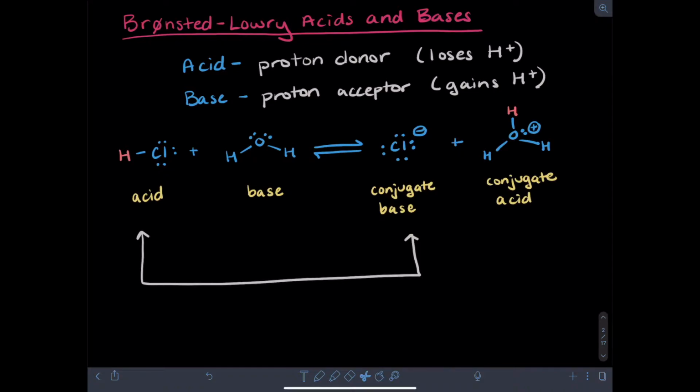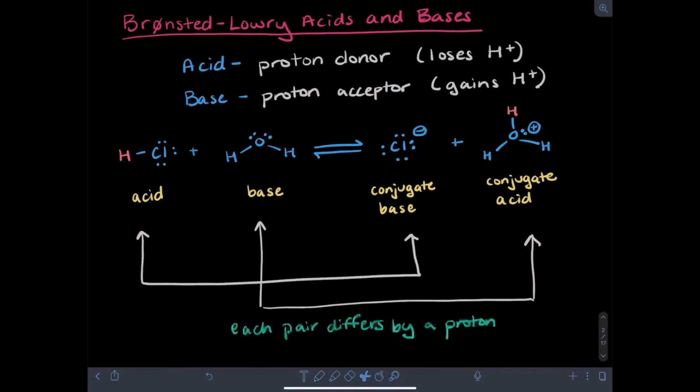We use the term conjugate base to describe what our acid is converted into after it has lost its proton. And the conjugate acid is the protonated form of the base. Notice that each of these pairs, the acid and conjugate base, and the base and conjugate acid, differ from each other by a proton.